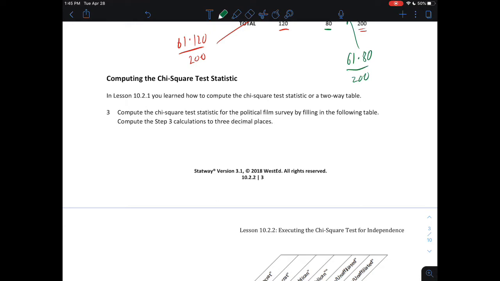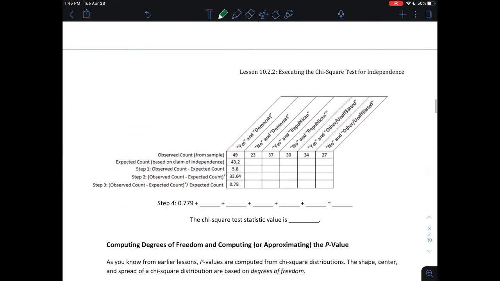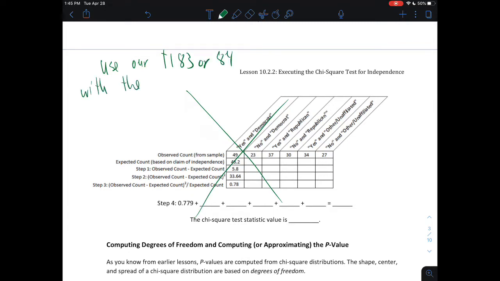So right here, we are not going to do this. We are going to use our TI 83 or 84 with the observed and expected data. So we're going to switch over to the calculator and we're going to see how to enter all of this in.